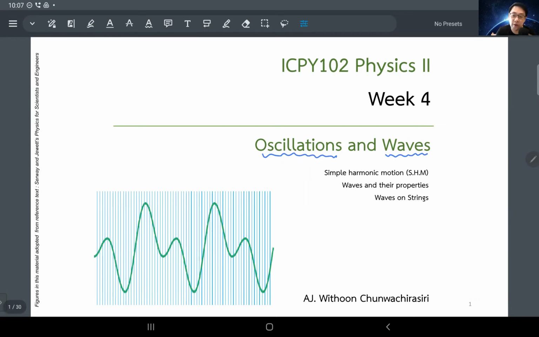So first, what we are going to learn today is how to describe oscillatory motion. This is a kind of motion, and I think you have probably seen this word before. It's simple harmonic motion. And I'm going to have a chance to describe to you one more time what it means.